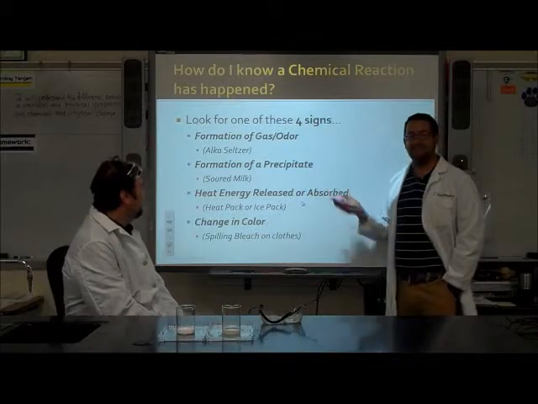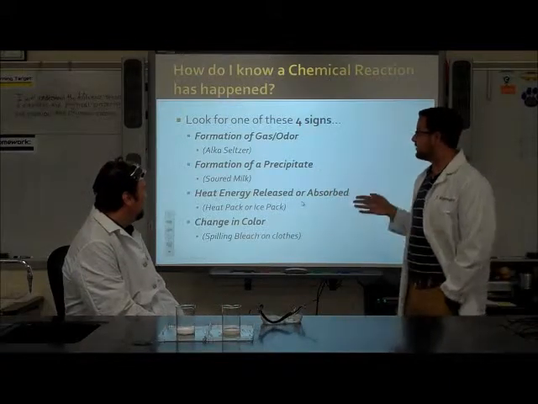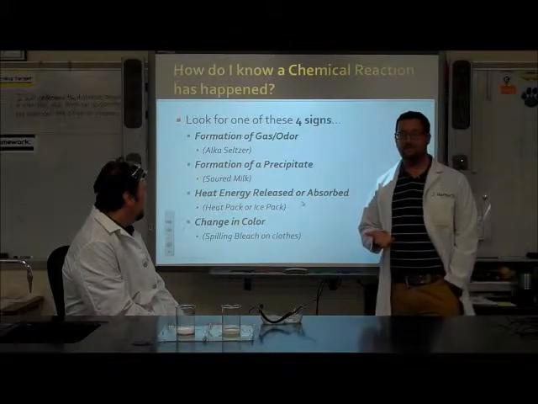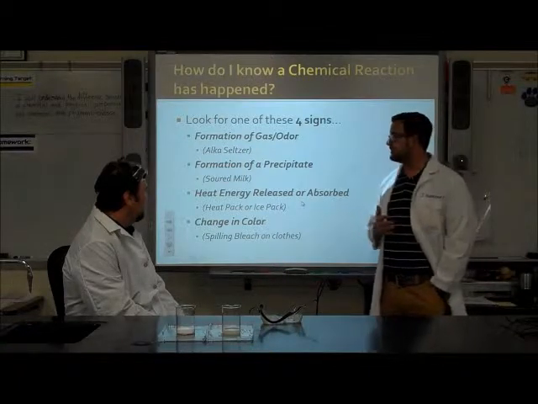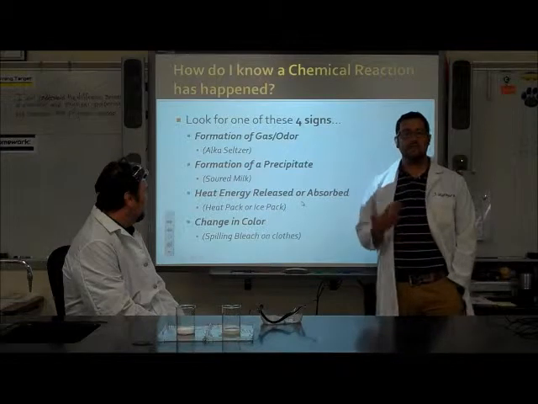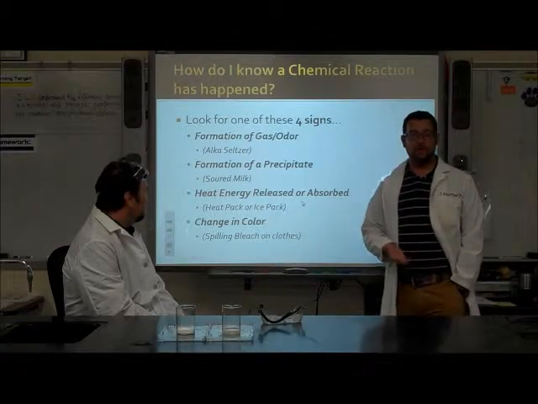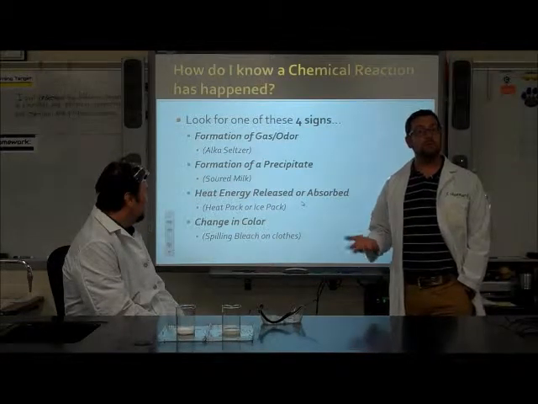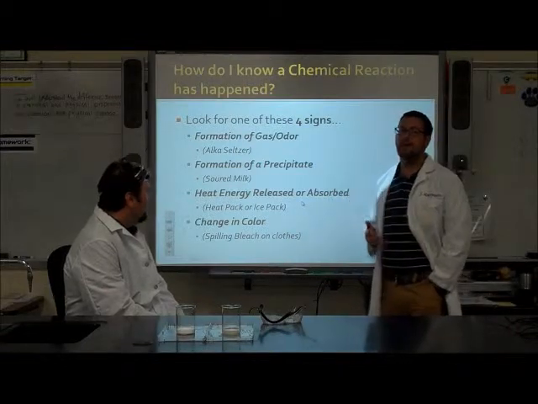Formation of a precipitate is another really good example. This is one that a lot of students find challenging because they're not sure what the word precipitate means. But a good example would be soured milk. Basically, this is a solid that's produced in a chemical reaction where there was no solid before. We're going to show you an example of that a little later on.